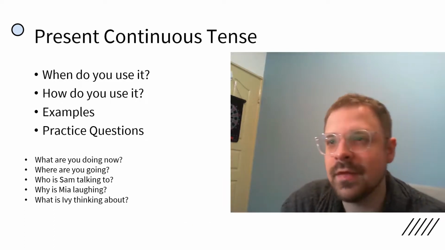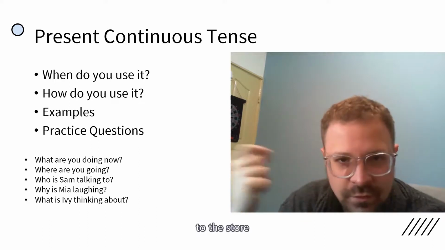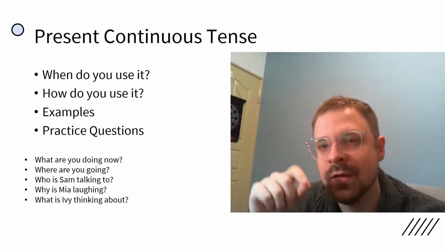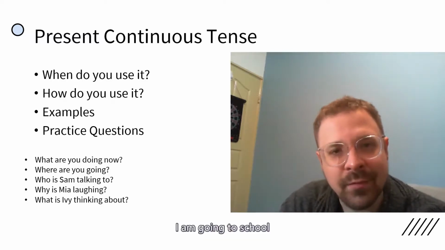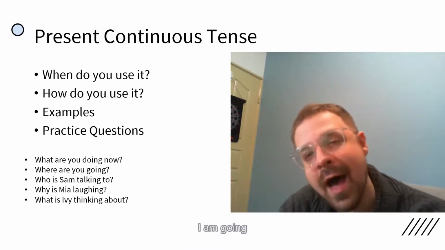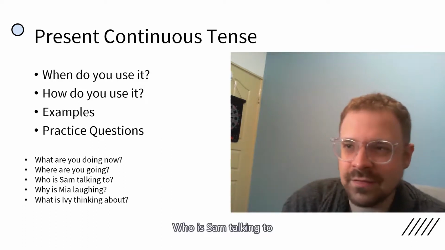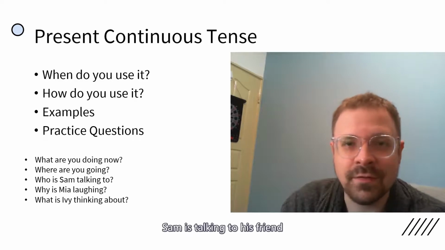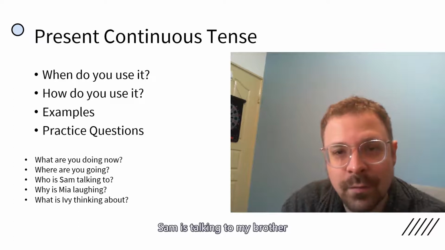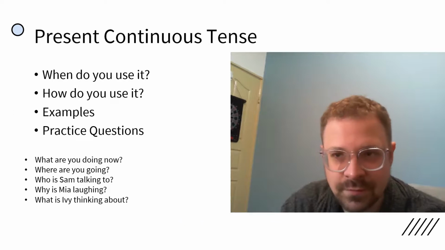That's the pattern. Where are you going? I am going to the store. I am going home. I am going to my friend's house. I am going to school. I am going to the post office. I am going to the park. Who is Sam talking to? Sam is talking to his friend. Sam is talking to my brother. Sam is talking to the teacher.